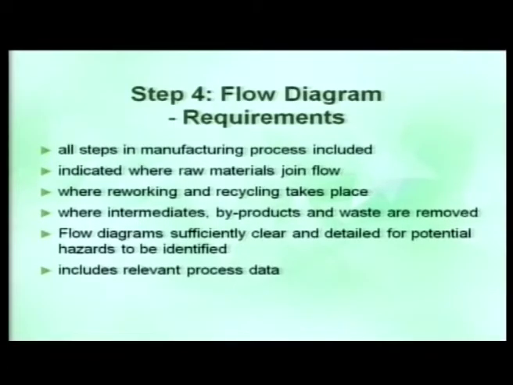Next step is the development of the process flow diagram. The process flow diagram should contain all the steps of the manufacturing process, indicating where raw materials join the flow, where reworking and recycling takes place, and where intermediates, byproducts and wastes are removed. Flow diagrams should be sufficiently clear and detailed for potential hazards to be identified, and should include relevant process data.